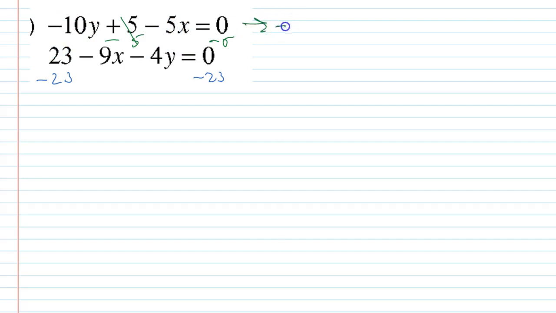What that gives me is negative 5x minus 10y is equal to, now remember I subtracted this 5 to the other side, negative 5. On the bottom I have negative 9x minus 4y is equal to, and I move the 23 to the other side, negative 23. Now the problem is set up the way it should be, and I can move on to step 2, which is to determine which I want to cancel out.